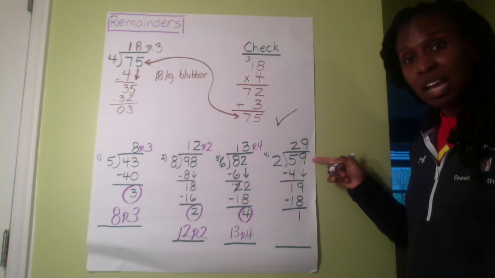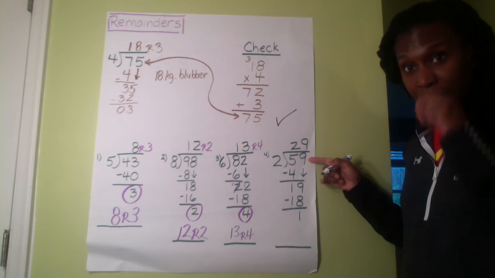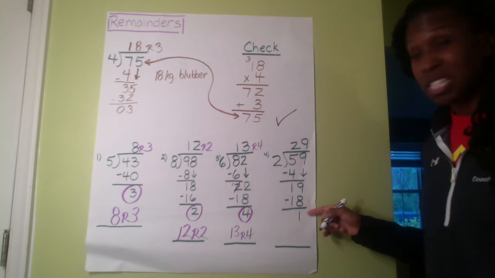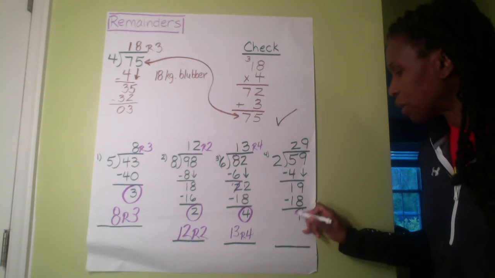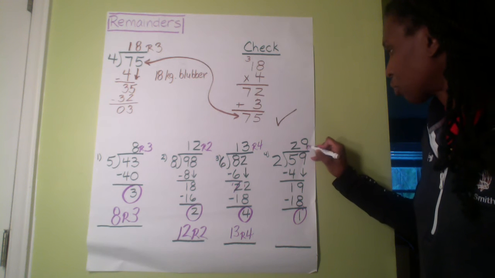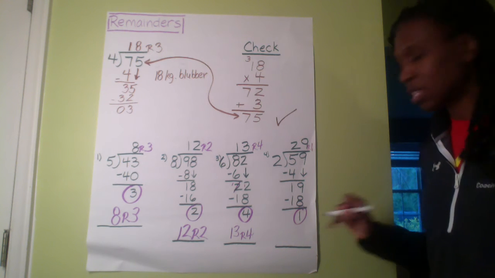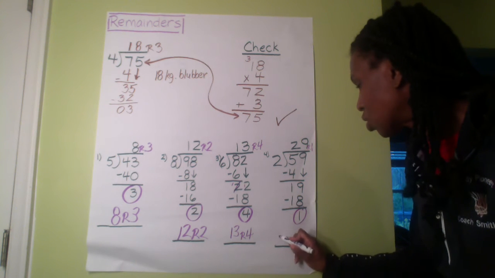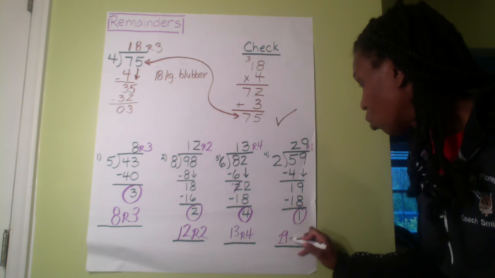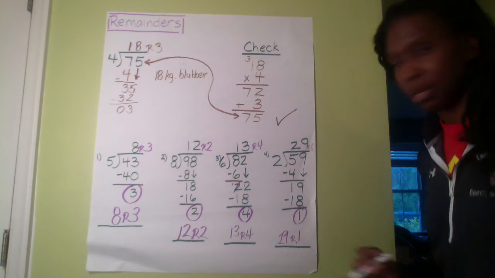There isn't any other digits in my dividend to bring down, so instead of repeating, 1 is just simply my remainder. Ooh, a little bitty one. Okay, and then I'm going to write this on the bottom as well. So my answer is 29 with a remainder of 1.